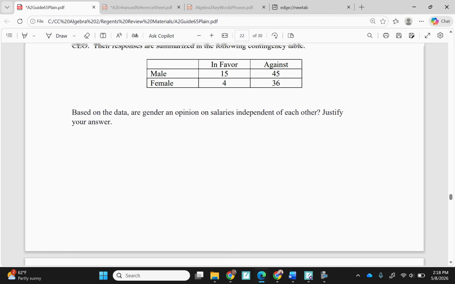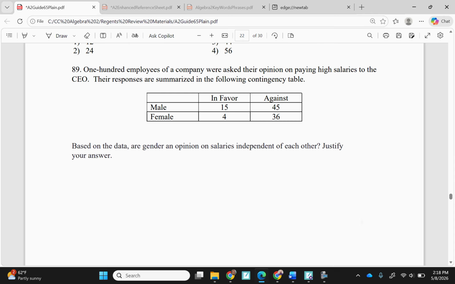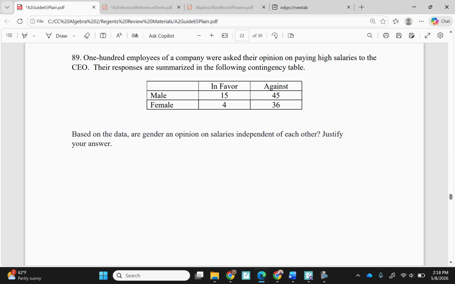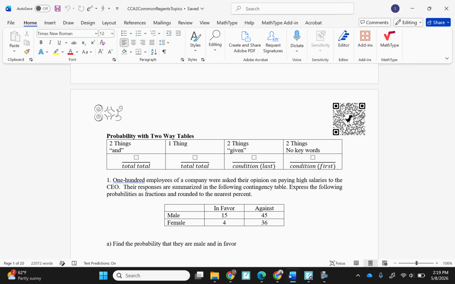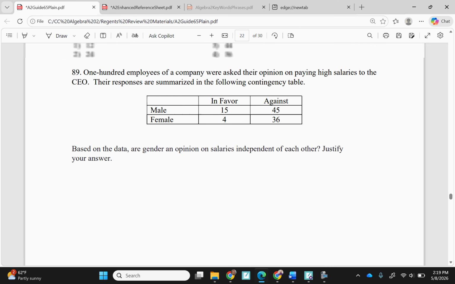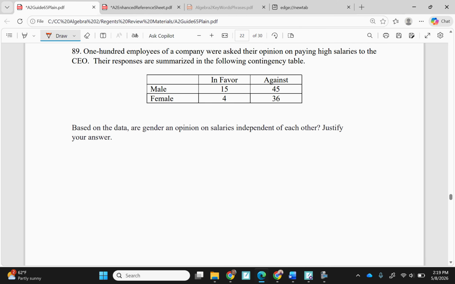All right, we've got independent. Independent is on the reference sheet. Independent is the same thing I circled before. It's P of A and B equals P of A times P of B. There's another independence formula. I think this one's way easier, so that's the one that I want to use. So I'm going to do P of A and B equals P of A times P of B.